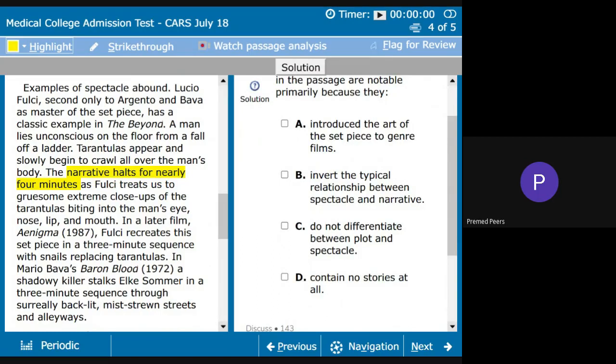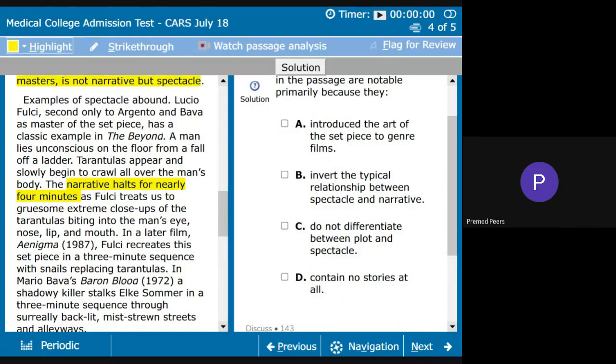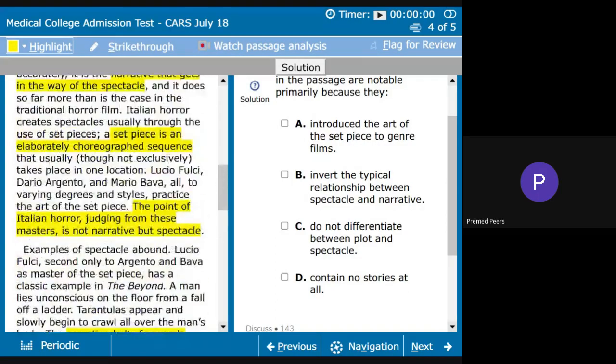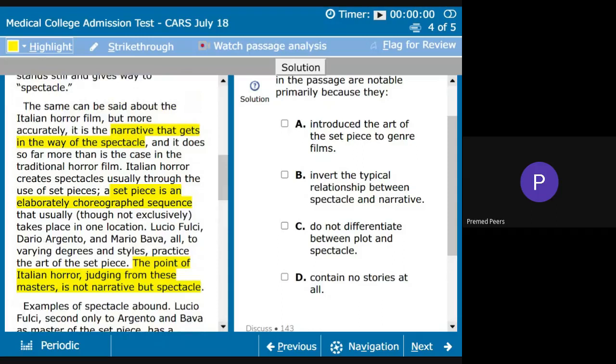B, inverting the typical relationship between spectacle and narrative. This one actually does have some evidence for it because it talks about set pieces, how they're elaborately choreographed sequences that usually take place in one location, and how that's a main characteristic of Italian horror. And then the point of Italian horror, again, is not narrative but spectacle.